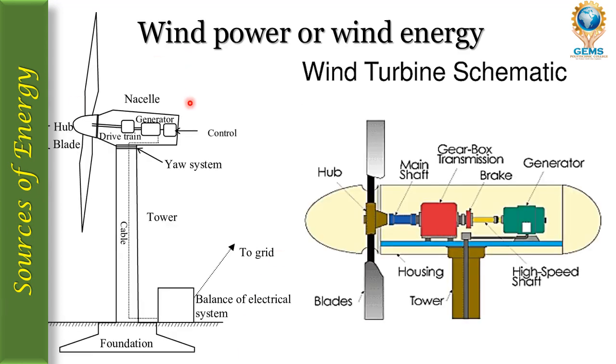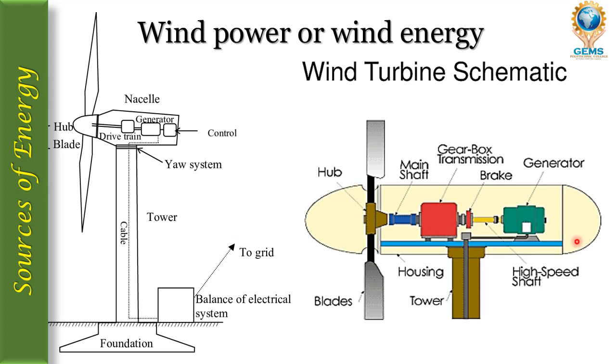So this is the layout of wind power or wind energy. This is the foundation, this is the tower, this is the blade, this is the hub, and this is the nacelle. From the hub it is connected to the generator through the turbine and the gearbox, and this is the control, and this is the yaw system, which is used to rotate the full hub. From this generator the electrical cable is connected to the electrical balance of system and is connected to the grid.